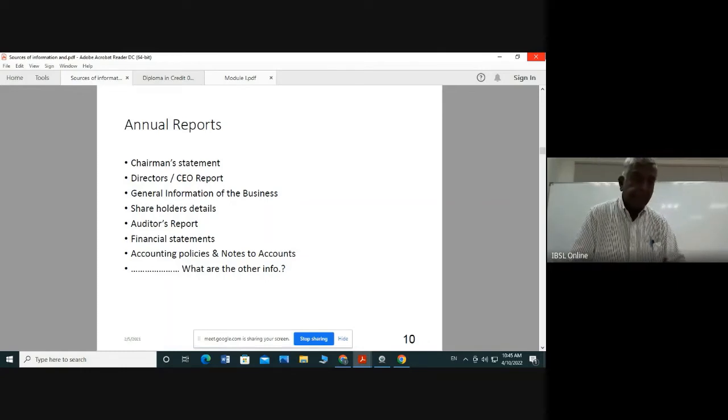Market information, the risk faced by the company, risky situation. There are so many other things they will mention. Okay. Yes. So annual reports, also in the case of public companies, are very valuable information you can collect.